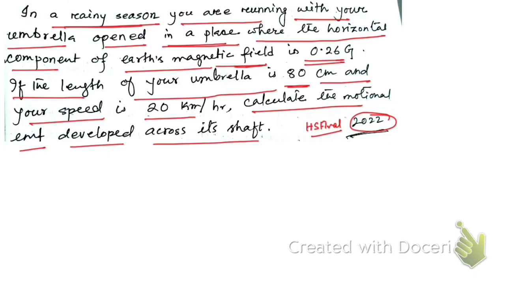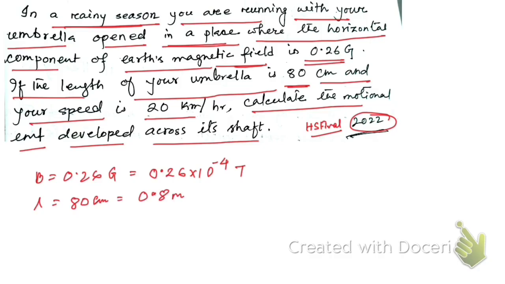Now here the magnetic field is given as 0.26 gauss. Let me convert this into Tesla, that is 0.26 into 10 to the power minus 4 Tesla. And the length of the umbrella is 80 centimeter. Let me convert this into meter, 0.8 meter, right?